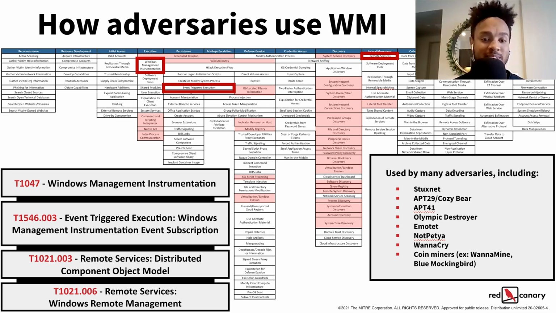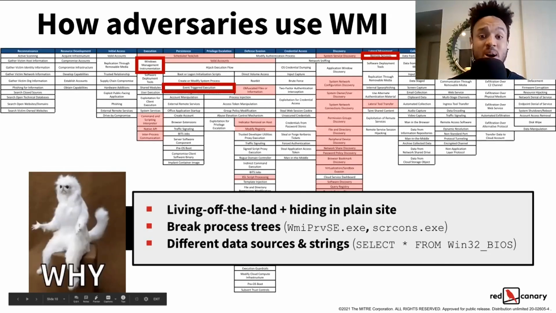Can I get one more slide, please? And then just think about why. Why are adversaries abusing this? Well, first and foremost, living off the land. As an adversary coming in, they know it's likely going to be enabled and likely going to be present, but also it's an opportunity to hide in plain sight.